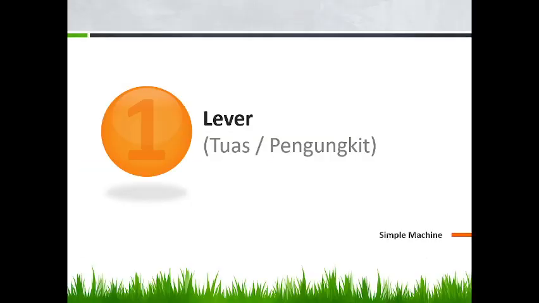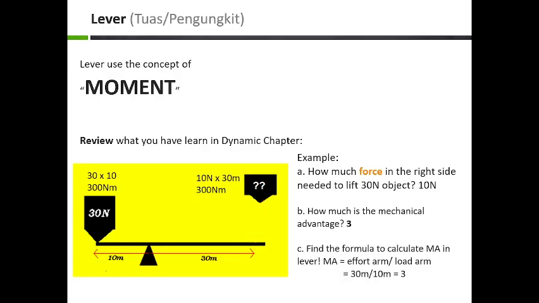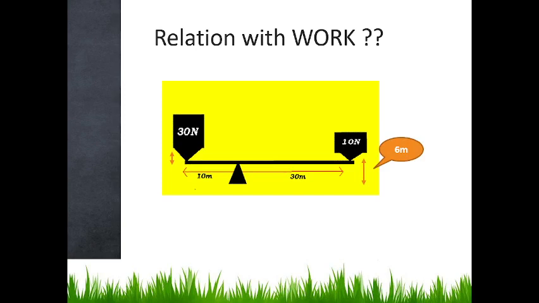Now, what is the relation with the work? I have explained this earlier. Here, the energy or the work will stay the same. What is the meaning of this? If we see the simulation here, you can see that when the 10 Newton force pushes downward, it makes the 30 Newton load move upward. And if you compare the distance, you can see that the 10 Newton needs to push further compared with how much the 30 Newton load rises.